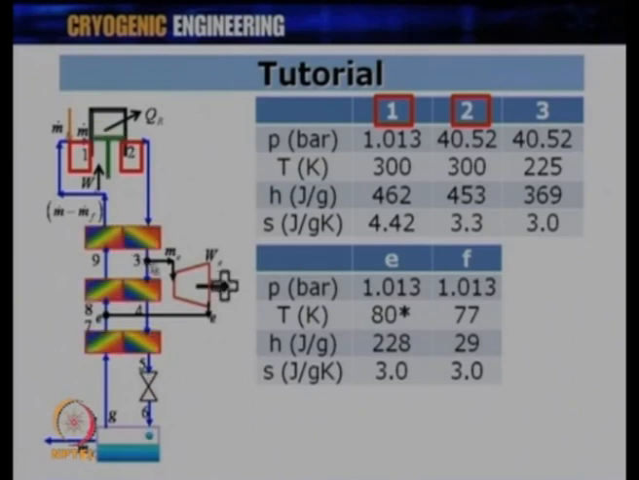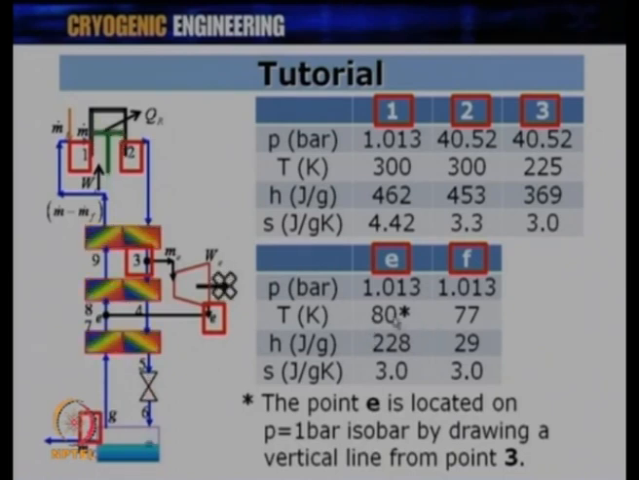Point 3 happens to be what is given in the problem, which we have taken as 225 Kelvin, and the pressure is the same as at point 2. The corresponding enthalpy and entropy are again calculated out here. As soon as point 3 is fixed on a TS diagram at 40 bar and 225 Kelvin, we get the point E, which is over here, and the temperature at this point E happens to be 80 Kelvin. So, what we do basically, we have a TS diagram, we draw a vertical from 225 Kelvin on the 40 bar line vertically down, where it intersects the 1 bar isobaric line, and wherever it intersects, the corresponding temperature happens to be 80 Kelvin.